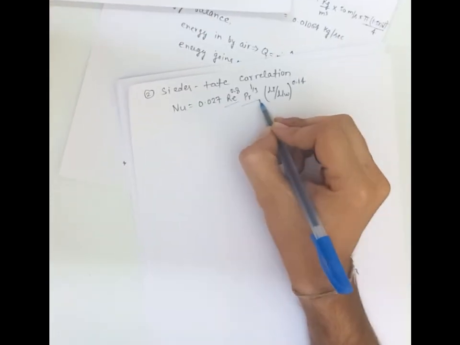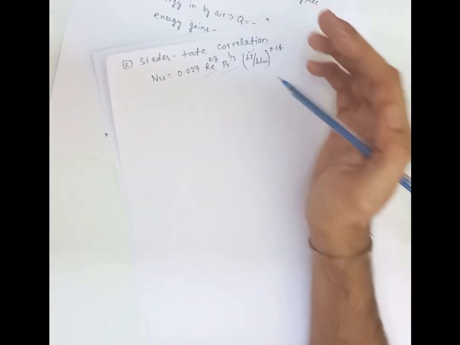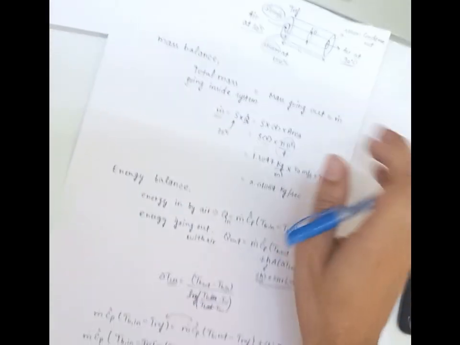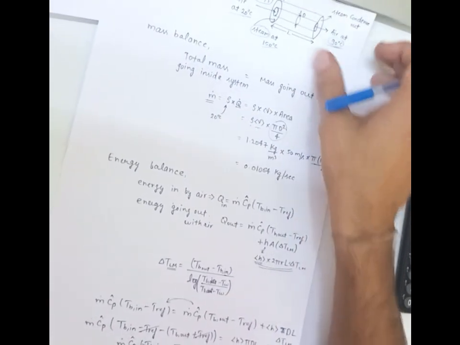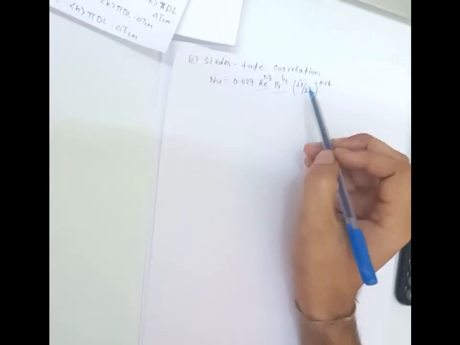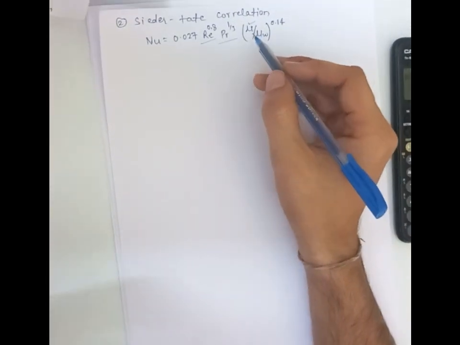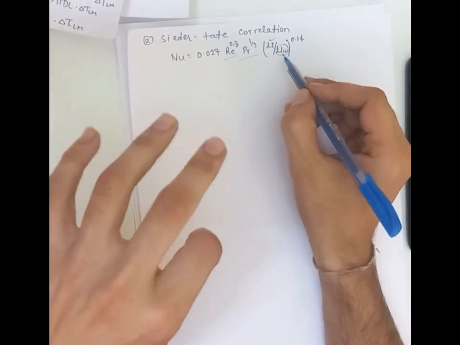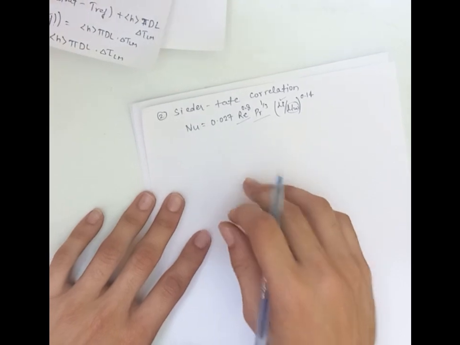Before proceeding with the Sieder-Tate correlation, we first need to know that all the properties in this Reynolds number, Prandtl number, and this mu are evaluated at the mean bulk temperature. In this case, that is 55 degrees Celsius, because we need to take the mean temperature, that is 20 plus 90 by 2, which is 55 degrees Celsius. So all these properties and the Reynolds number are evaluated at the mean bulk temperature. But this term, mu W, is not evaluated at the mean bulk temperature. So now we're going to substitute the values and find out the answer.